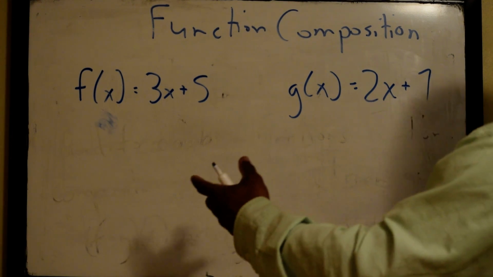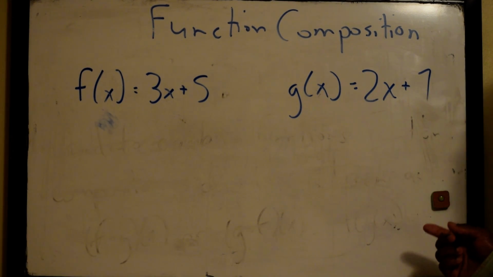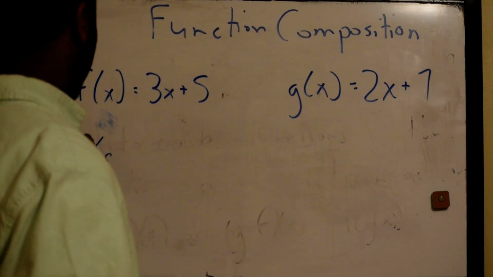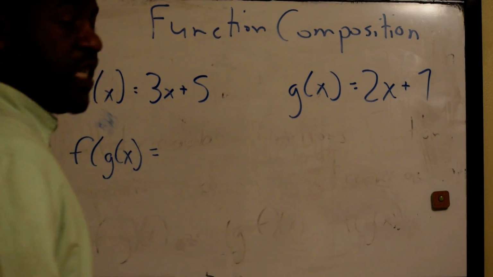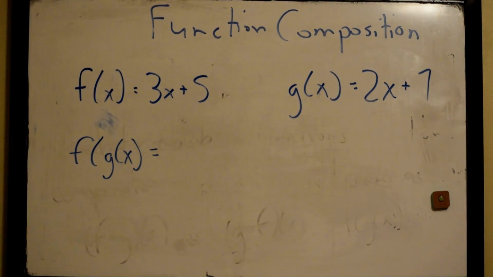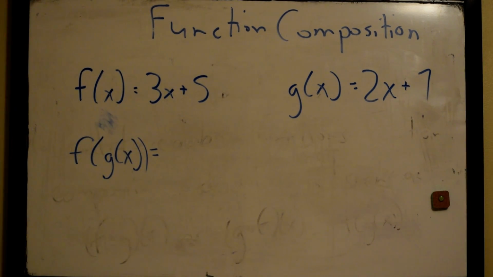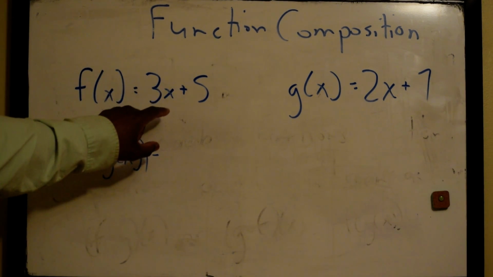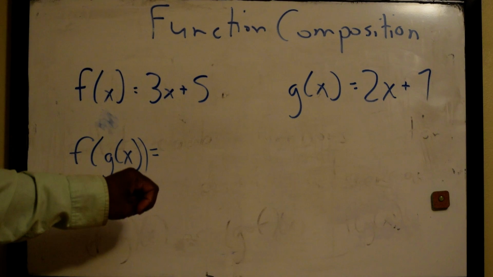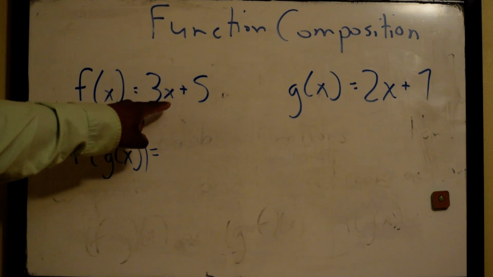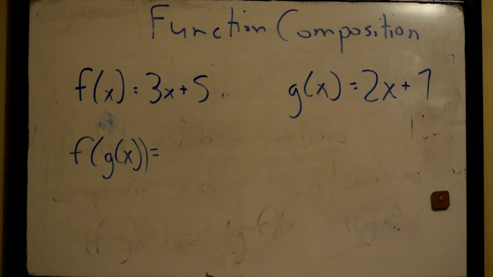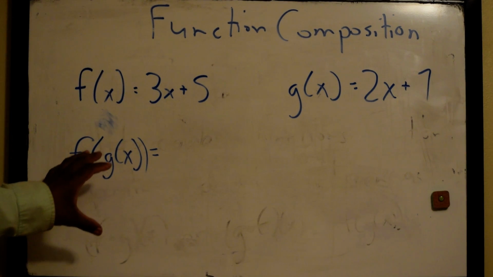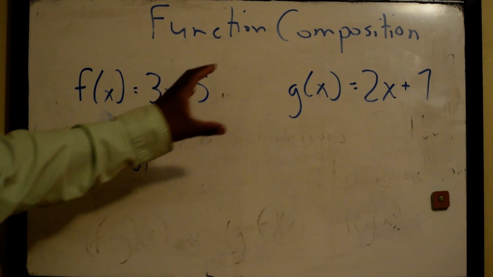Of course we can add them, subtract them, multiply them, but now composition says this: f of g of x. Initially, in the previous sections, we would plug in a specific number. Say we had f of 4, we would plug in a 4 for x. Or if we had f of 8, we would plug in an 8 for x. But now we have f of g of x, which means we plug in the entire function.